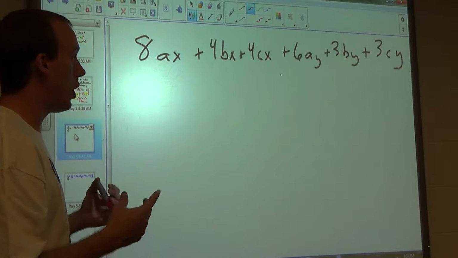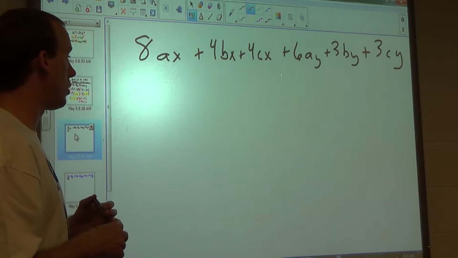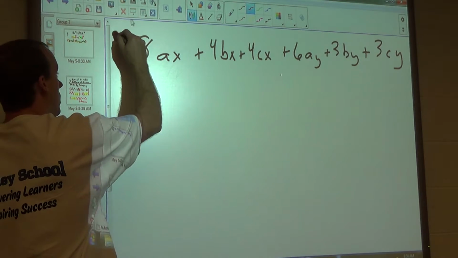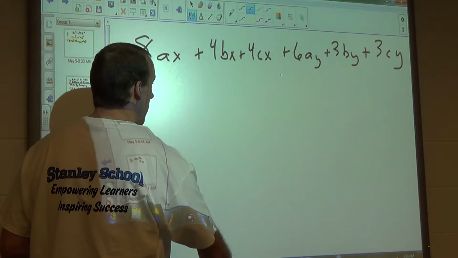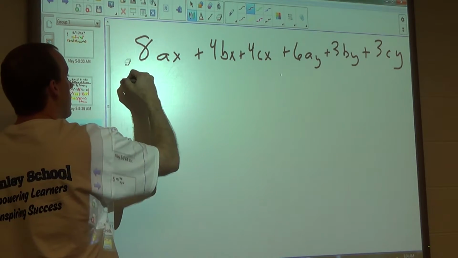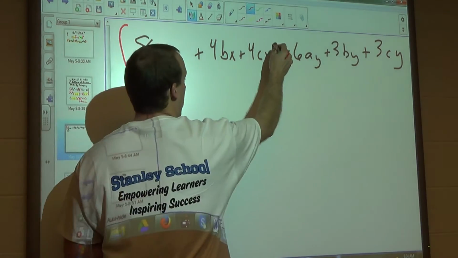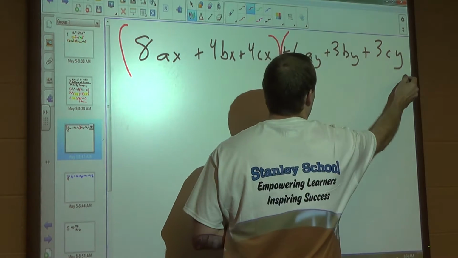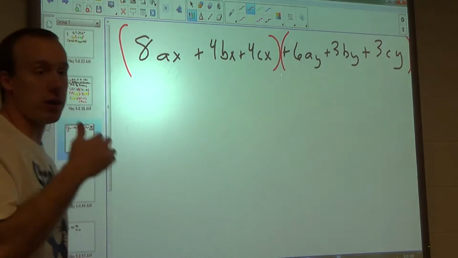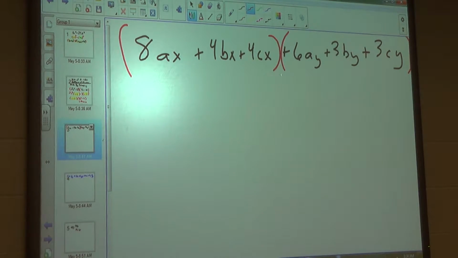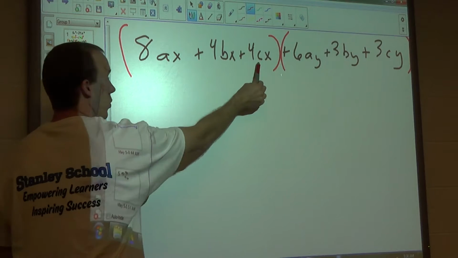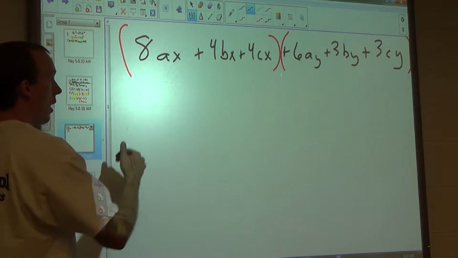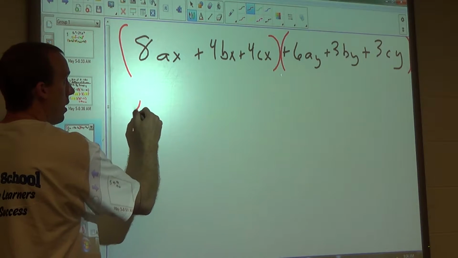Okay, so I need 2 groups again, so can I group maybe the first 2? First 3, sorry, yep, the first 3. Correct. And the second 3. Okay, so I'm going to group the first 3 and I'm going to group the second 3. So again, what's my next step now? Factoring anything that's in common, yep. What's common between these 3? A 4, yep. And an x.